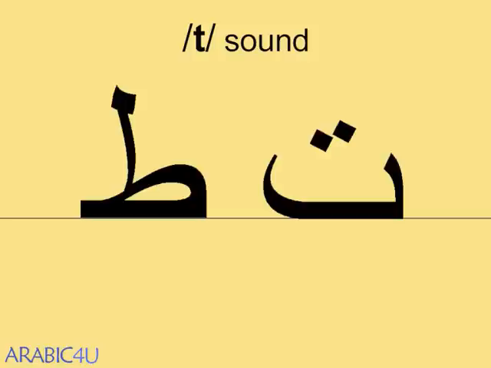I want to start with the letters that sound like ta. So the first one sounds like ta and the second one sounds like... Yeah, the first one sounds like ta, and the second one sounds like ta. Ta. That's correct, yeah. So it is ta, ta.